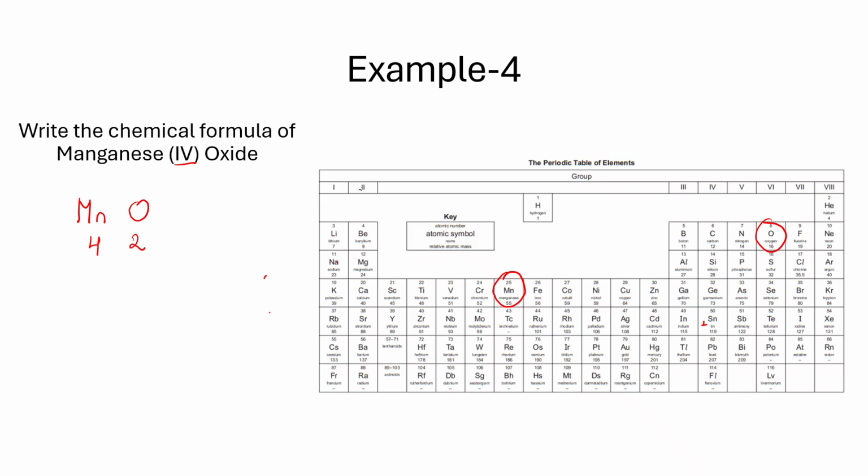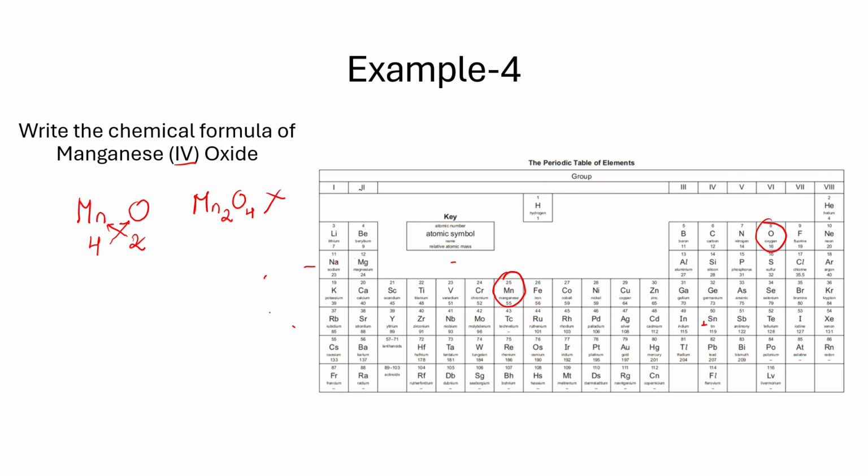Now a word of caution. Before we go ahead, we again need to verify if that cross multiplication is going to lead to a simple whole number ratio. If we go ahead with these values and cross multiply, we get the formula Mn2O4. But this doesn't align with the convention that the chemical formula of an ionic compound has to be the simplest whole number ratio between the ions.